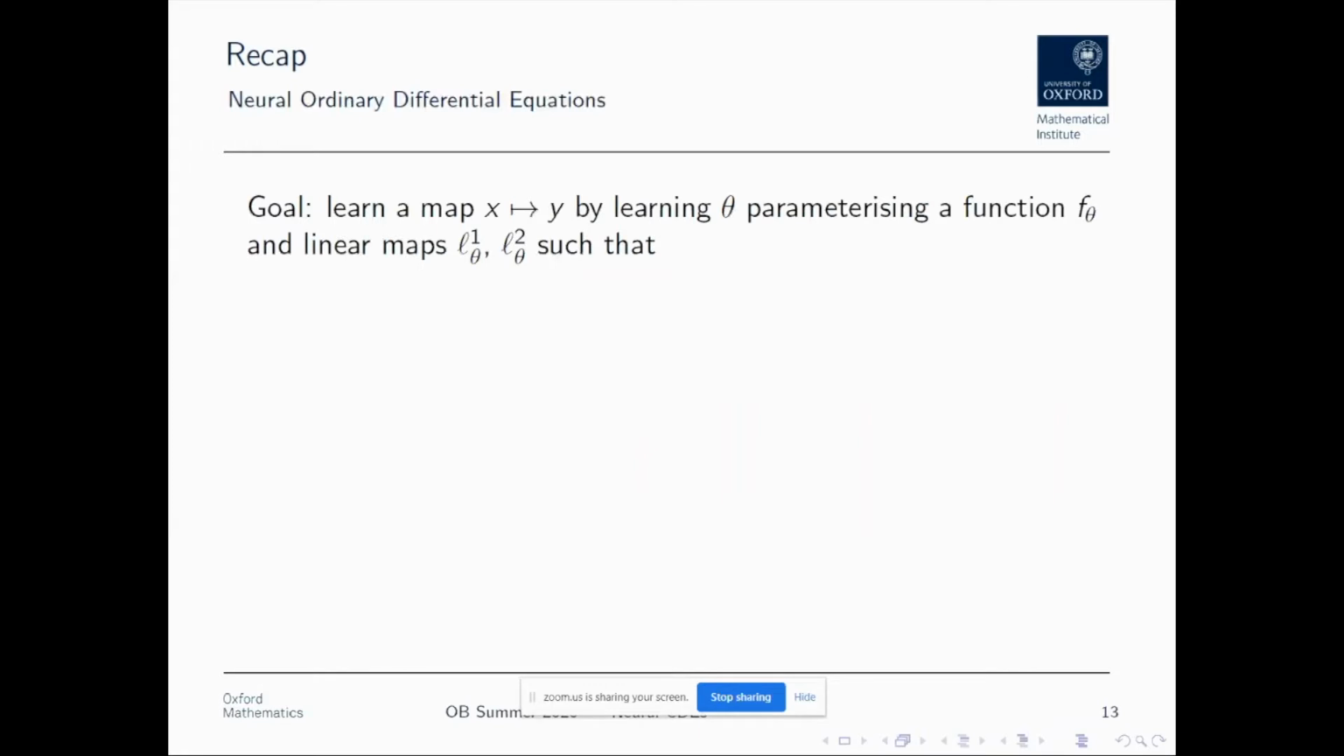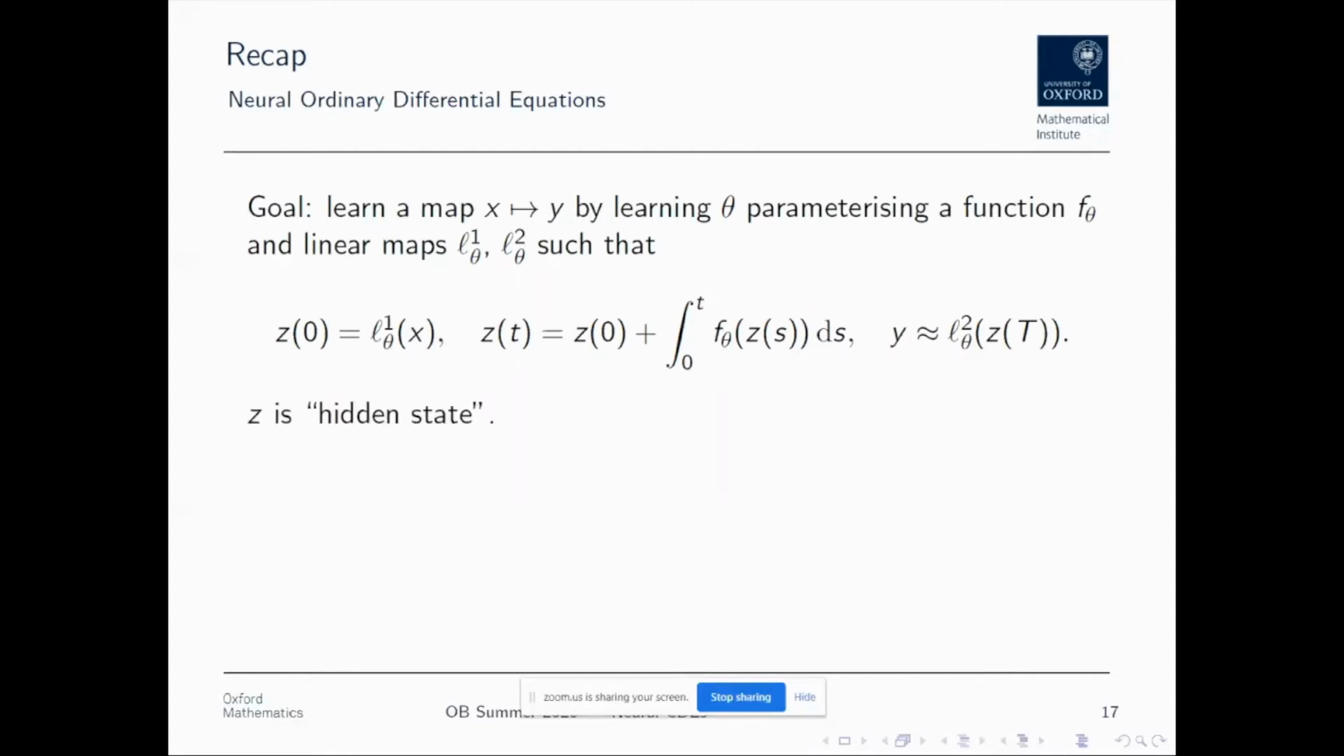And now we're going to decompose it into these three pieces, F, L1, and L2, such that we have this initial condition, which is this function of our input X. And we're now going to evolve Z according to this ordinary differential equation with vector field F. And then eventually, when we get to some essentially arbitrary terminal time, capital T, then we're going to project down this Z, and then we're going to ask that this then resemble our desired result Y. And Z is now referred to as the hidden state.